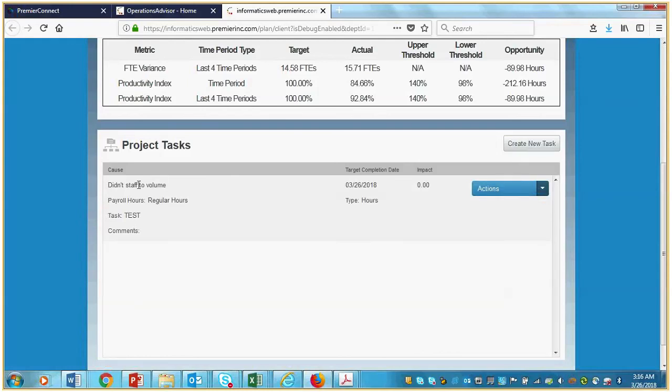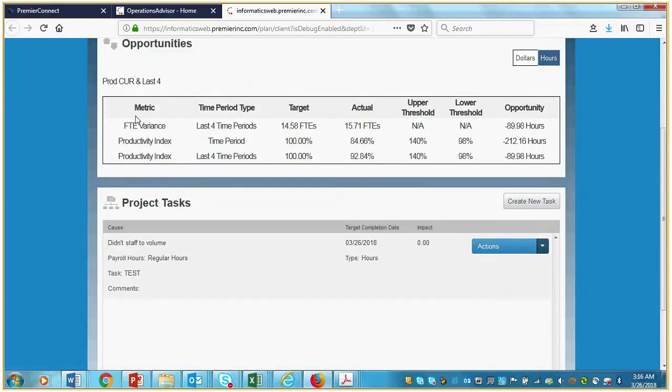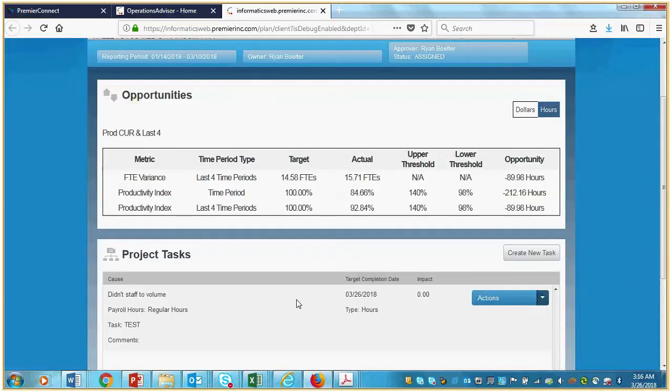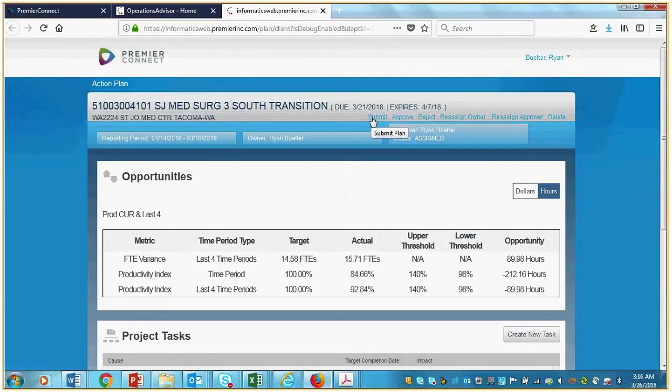So maybe your variances will be for multiple criteria sets. You could do a separate task for each one if you wanted to. You don't have to, but you could. Also, only the owner can submit this plan. Actually, the owner and approver can. But anyone else that has view access can come in here and create tasks, but they would not be able to submit the plan. So once you have at least one task saved, you can then submit it. So as the owner, you will only see the submit button.